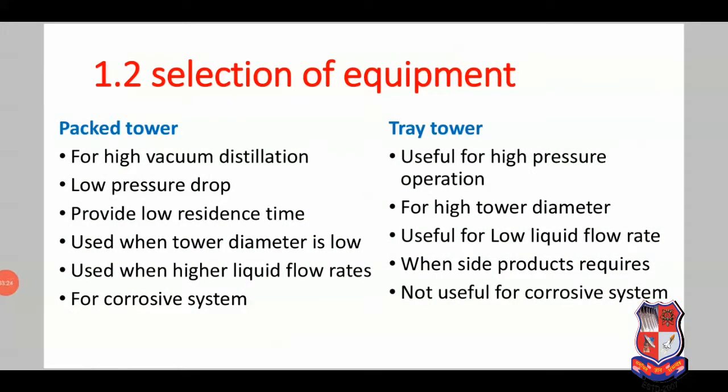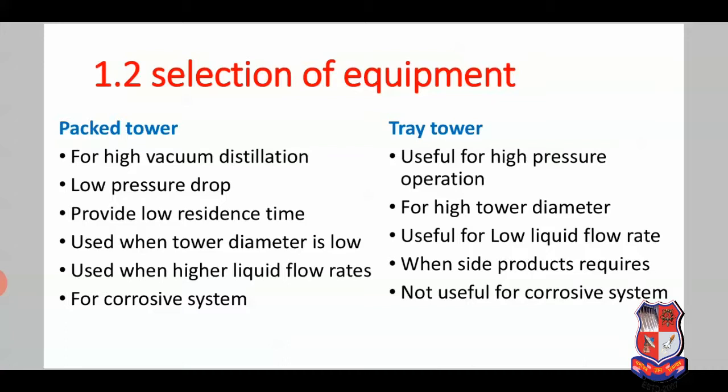Then comes the selection criteria for the equipment of distillation. As we know, distillation can be performed in two types of equipment. The first one is packed tower and the other one is tray tower, and we all know about it. So when do we use packed tower and when do we use tray tower? Here I have given some points. If you want to carry out distillation at high vacuum or under vacuum, then packed tower is chosen. And if you want to carry out your operation at high pressure, greater than atmospheric pressure, then tray tower is useful.